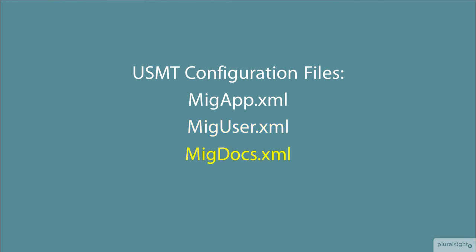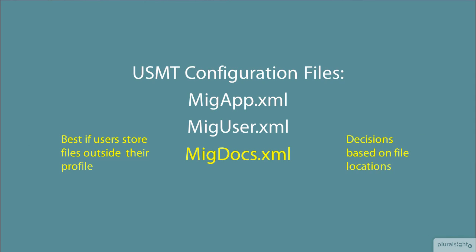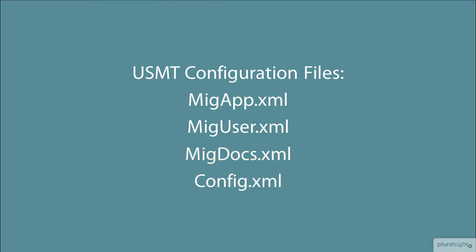migdocs contains rules based on file locations, and although it also specifies what files to migrate, it may work better than miguser if users are storing files outside of their profile. You should just pick the one that seems to work best for your organization, but you really shouldn't use miguser and migdocs together, so that may require a little bit of experimenting. Finally, config.xml is actually a file that you build and that is reasonably convenient to edit, at least if you're deciding things that you don't want to migrate.